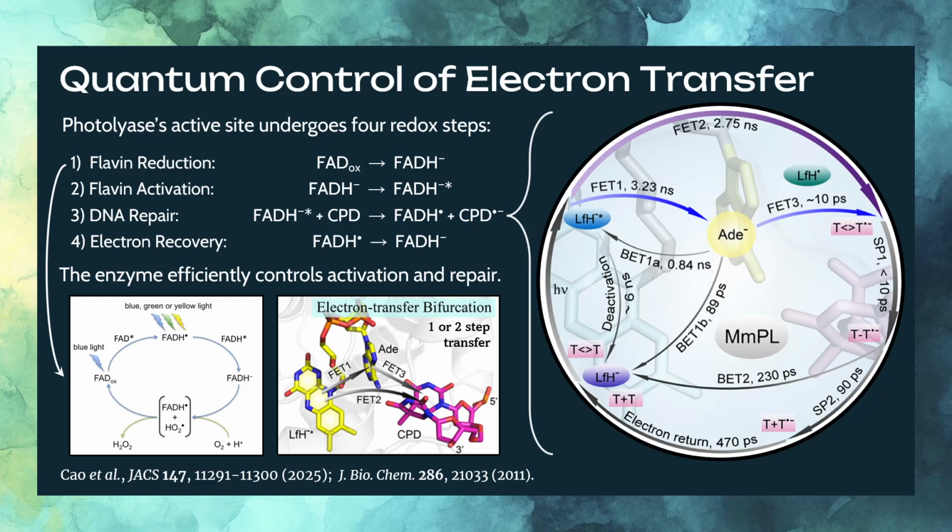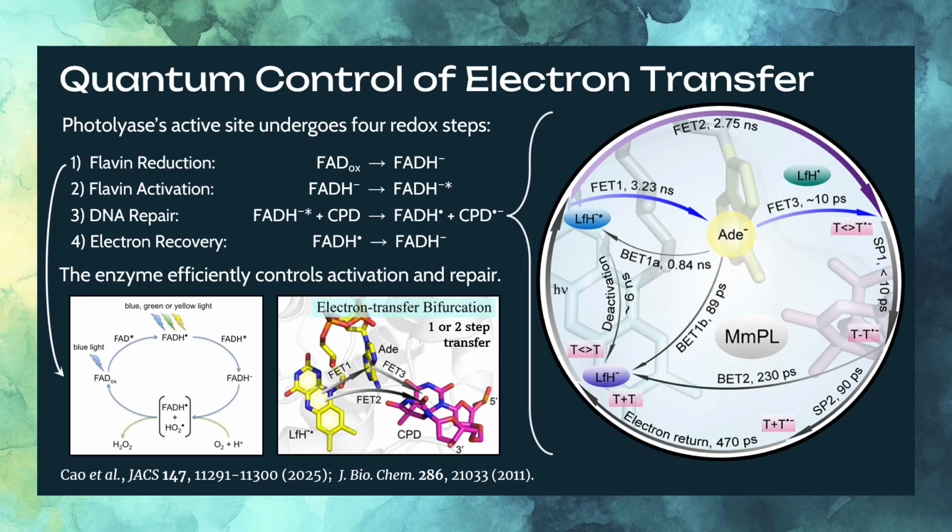Ideally, the catalytic cycle follows only the outer circumference of the circle. Ideally, we have a single tunneling mediated electron transfer step to the DNA lesion. Then we have two bond breaking processes labeled SP1 and SP2 before the final electron return to the isoalloxazine ring, the lumiflavin part. But you see a number of pathways in the middle. There's the less ideal two-step transfer process, FET1 and FET3, but there are also some unproductive back electron transfer processes.